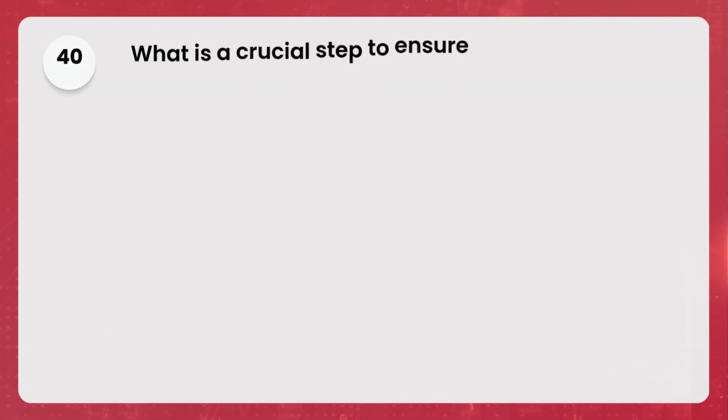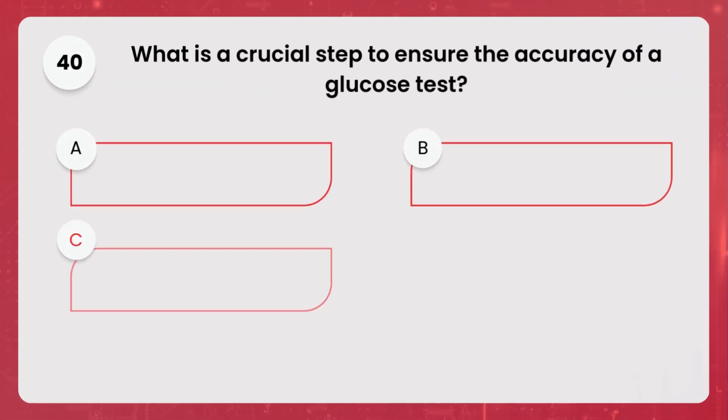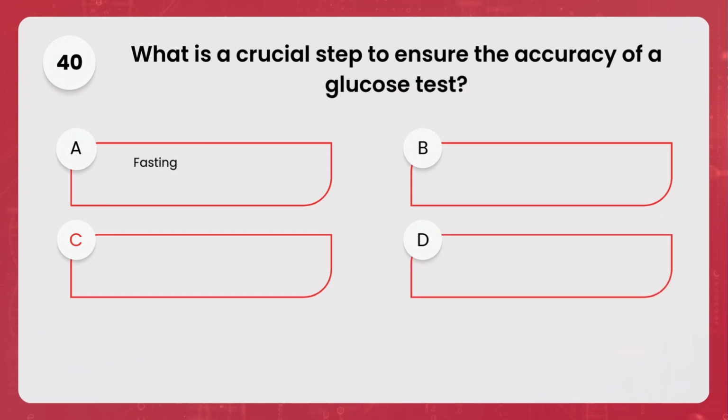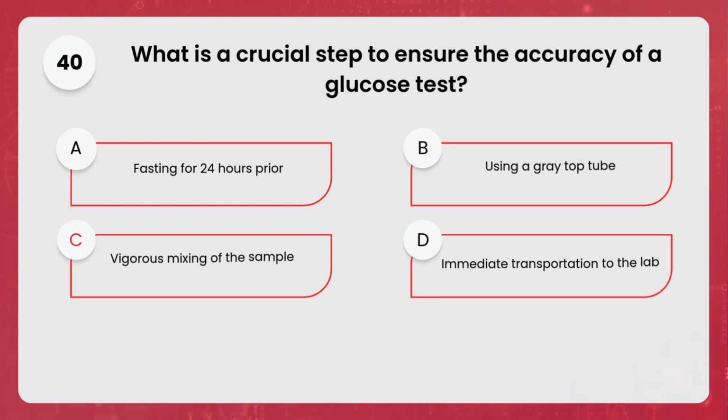Number 40. What is the crucial step to ensure the accuracy of a glucose test? A. Fasting for 24 hours prior. B. Using a gray top tube. C. Vigorous mixing of the sample.